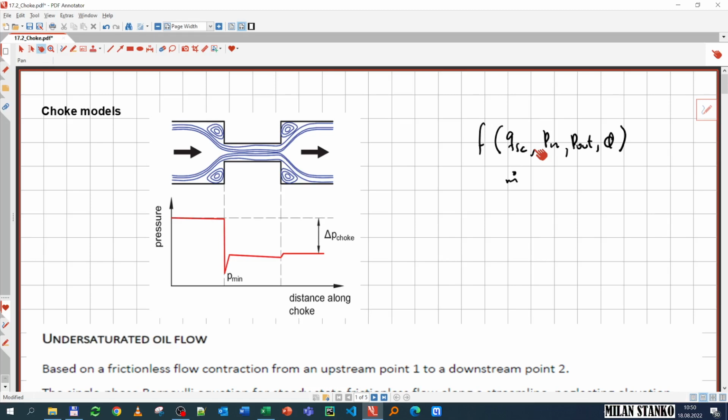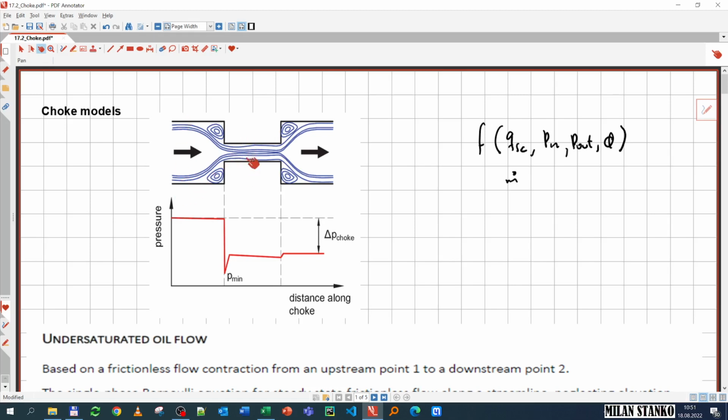The other type of models, the ones that we are going to discuss today, are mechanistic models that are based on taking conservation equations, either in differential form or in integral form, and then applying them to the choke geometry. The geometry that is typically used is the one shown here. You have a sudden contraction and sudden expansion, and typically the conservation equation that you apply is the momentum equation, between the inlet and the throat.